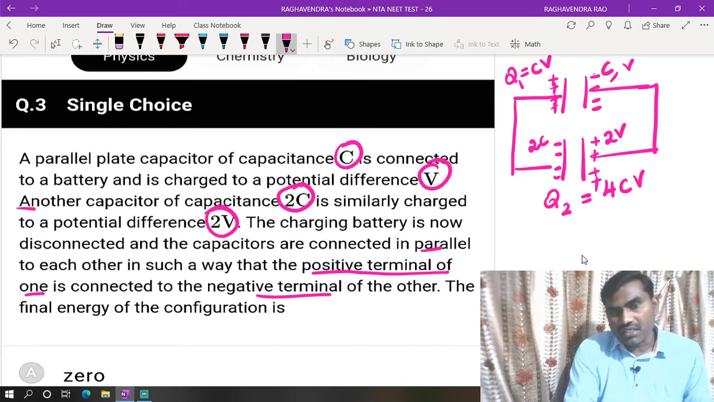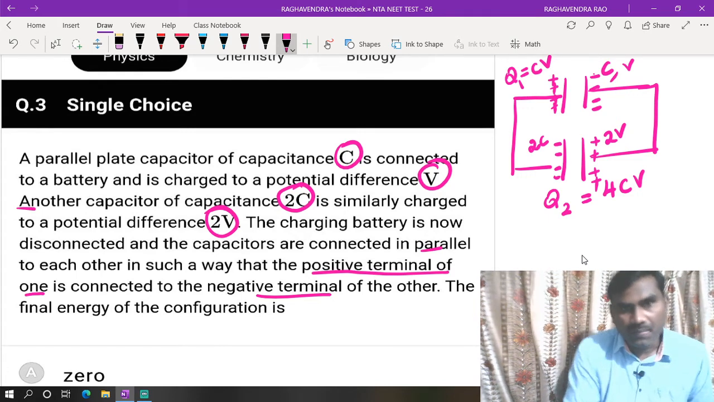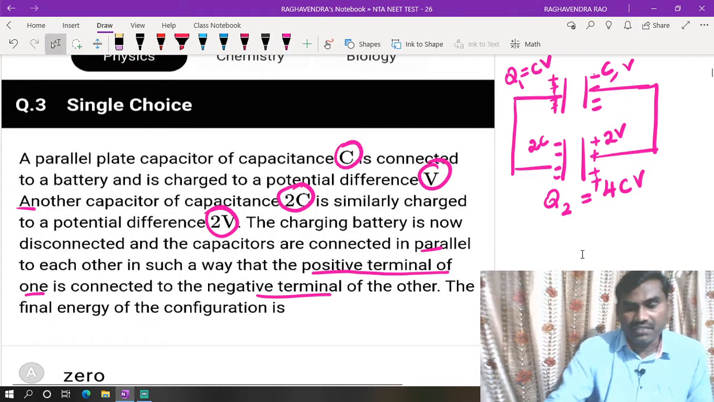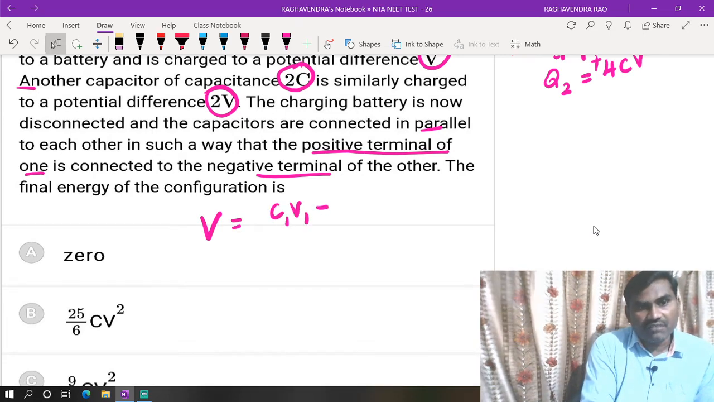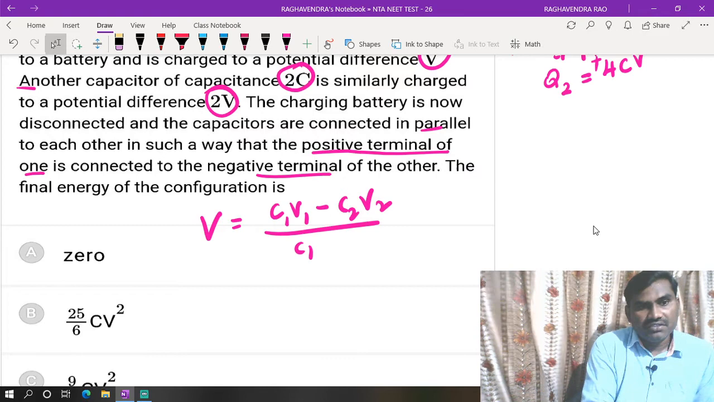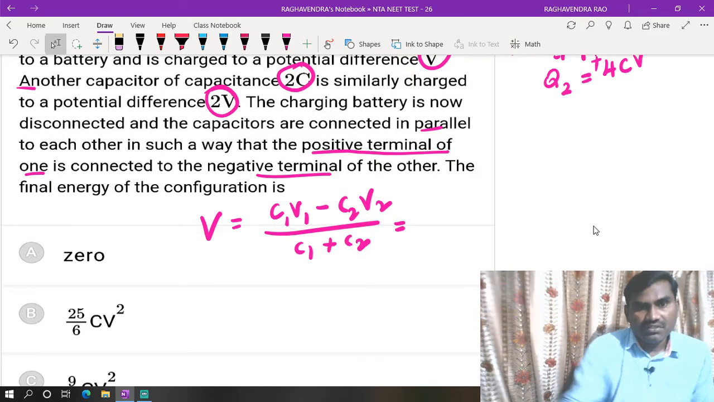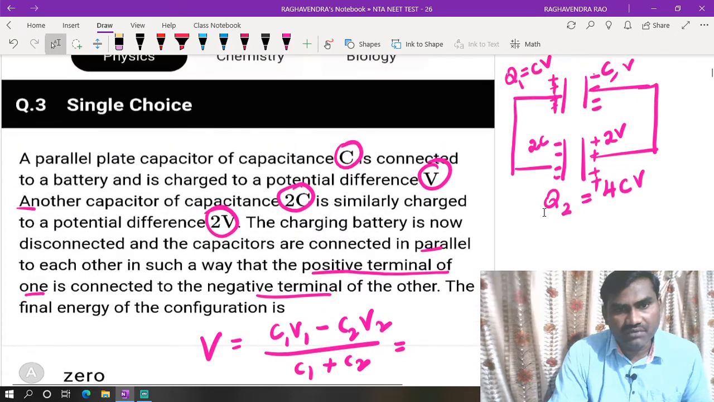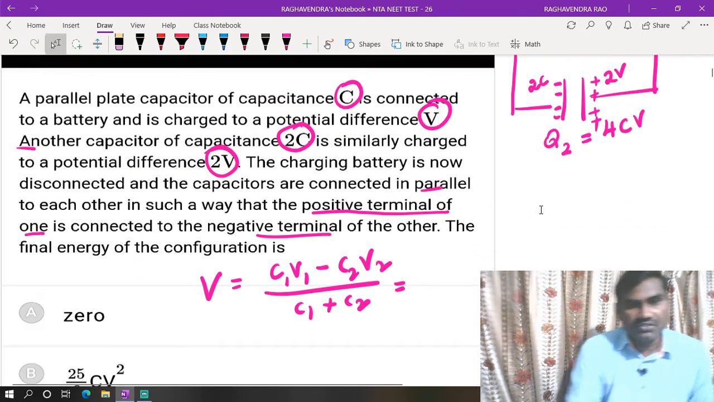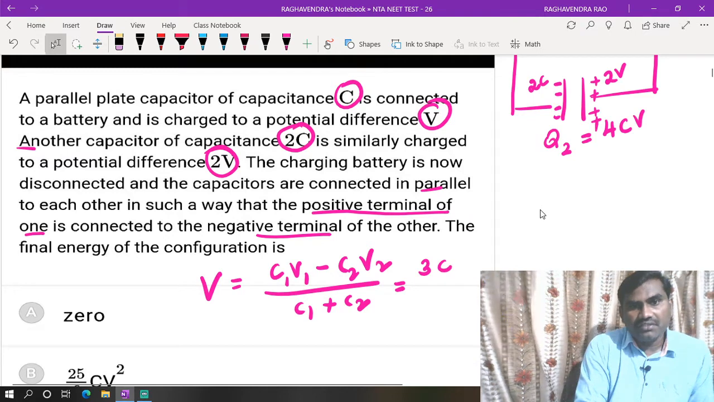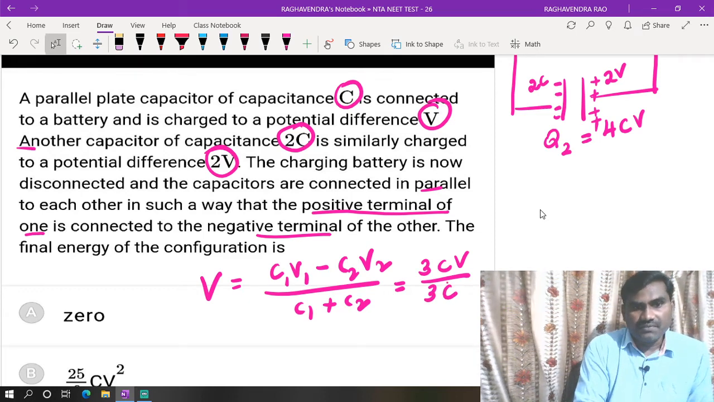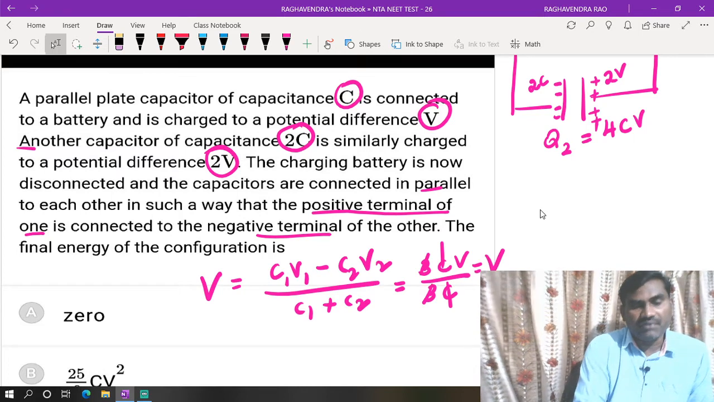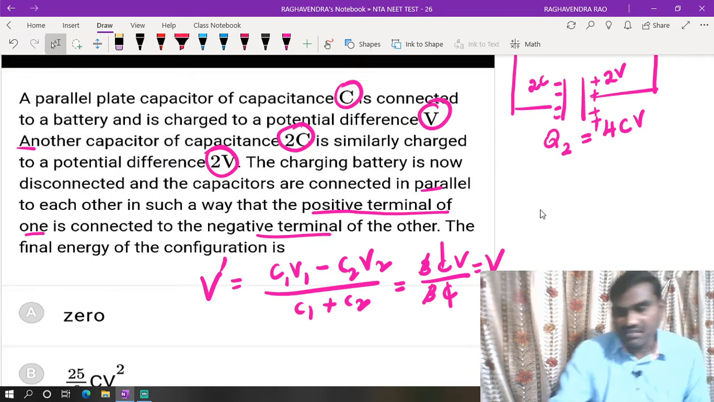Now when these two are connected, the charge will be shared between them, as they are connected in parallel. Now we can say the common potential V is equal to (C1V1 minus C2V2) by (C1 plus C2). Here C1V1 is Q1 and C2V2 is Q2, so Q2 minus Q1. So this will be equal to 3CV by C1 plus C2, which is 2C plus C, as they are connected in parallel. We can take 3C. Now C will cancel, 3 will cancel. This will be equal to V. So the common potential V dash is equal to V.